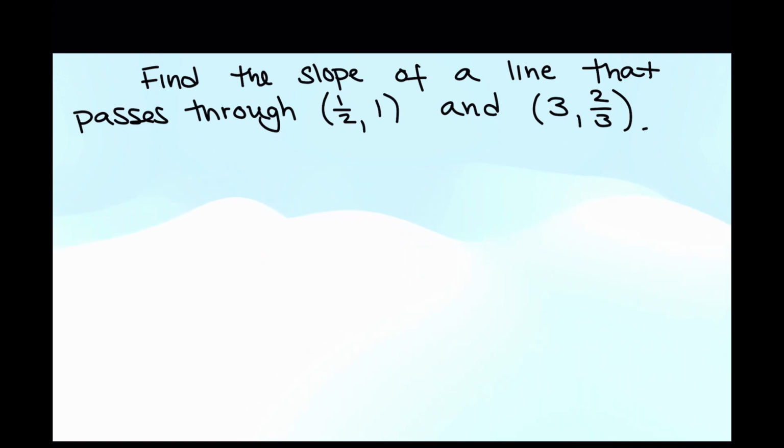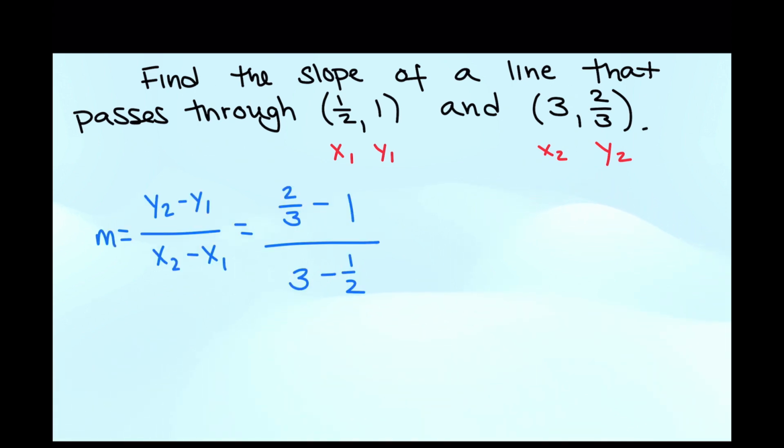Here's another one. Find the slope of a line that passes through (1/2, 1) and (3, 2/3). Same process, but the math is going to be a little bit harder just because of the fractions. I'll call that first point x1, y1, and the second point x2, y2. I'm going to take these numbers and plug them into my slope formula. y2 minus y1 is 2/3 minus 1. x2 minus x1 would be 3 minus 1/2.